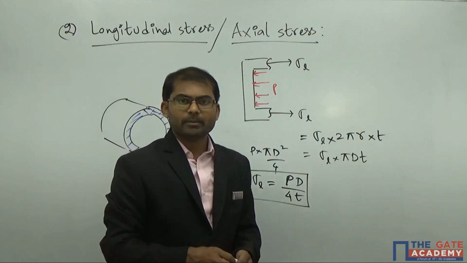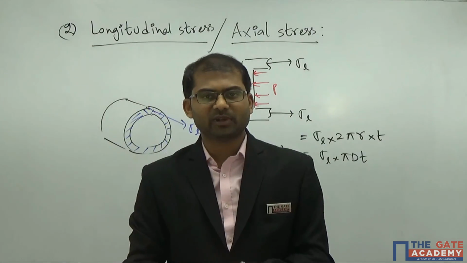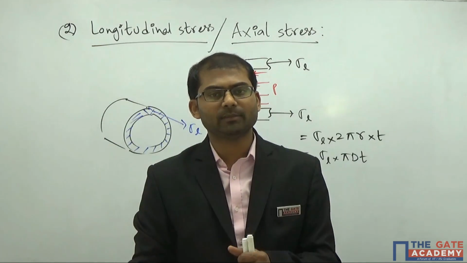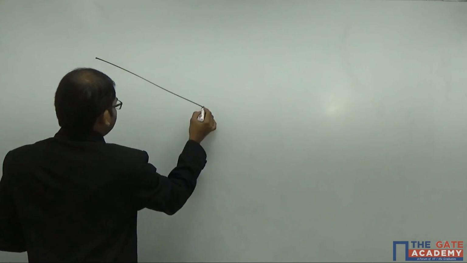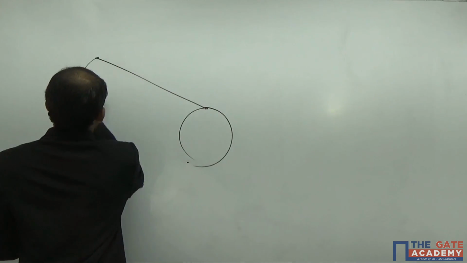So we see that the material of a thin cylinder is experiencing 2 normal stresses, which are both in perpendicular directions. So if you take a thin cylinder and do the stress analysis, you will get it in this way.